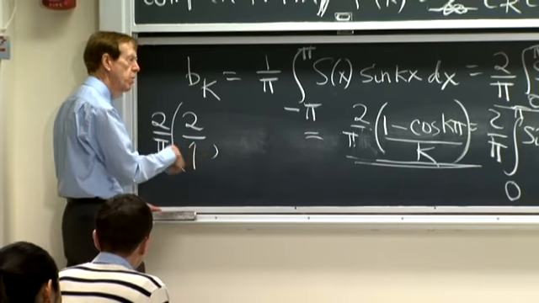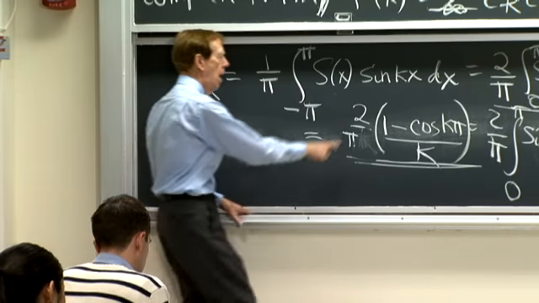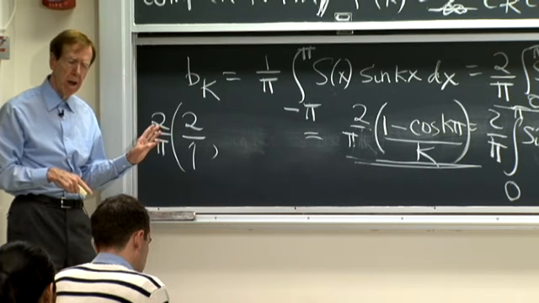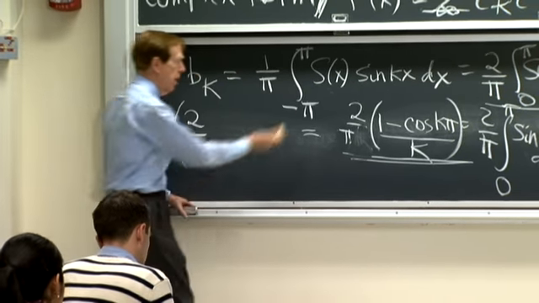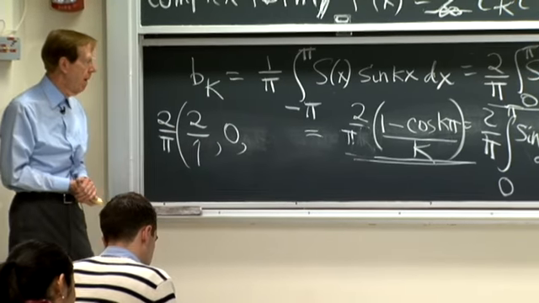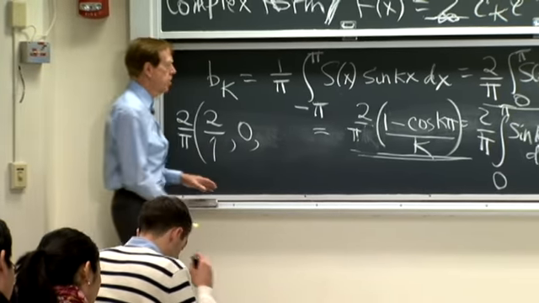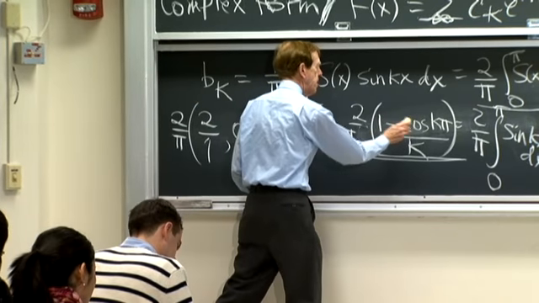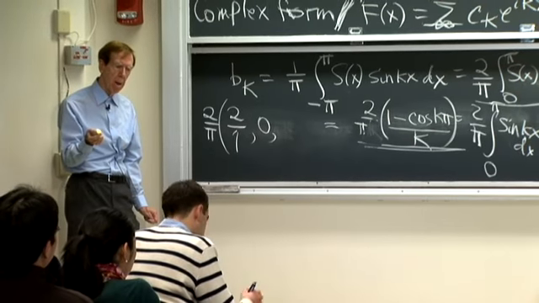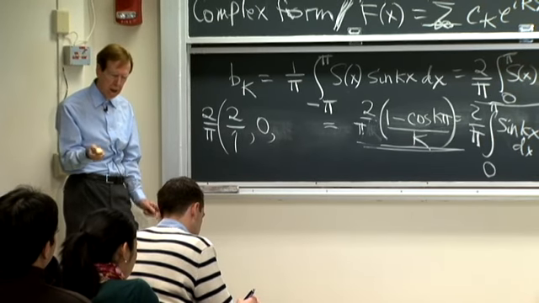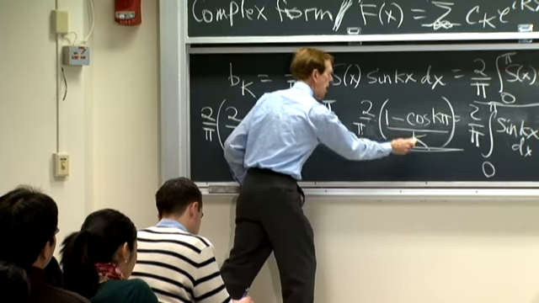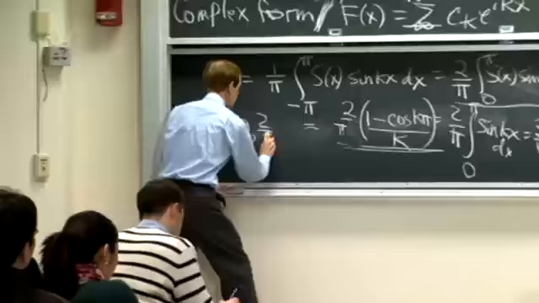Now what's b2, the coefficient for k equal 2? I have 1 minus cosine of 2 pi. What's cosine of 2 pi? 1. So they cancel, so I get a 0. There is no b2. What about b3? Now b3, I have 1 minus the cosine of 3 pi. What's the cosine of 3 pi? It's -1 again, right? Same as the cosine of pi. So that gives me a 2, and now I'm dividing by 3, 2 over 3.